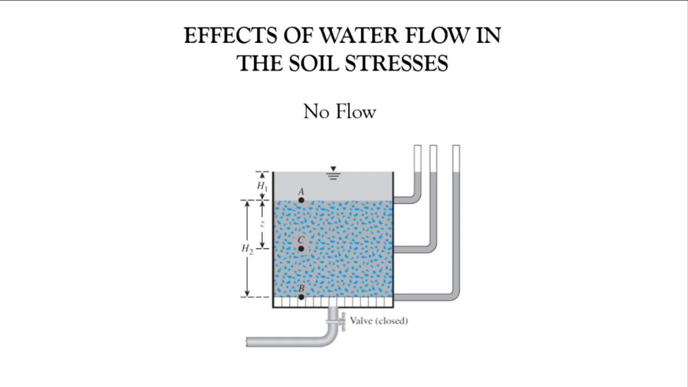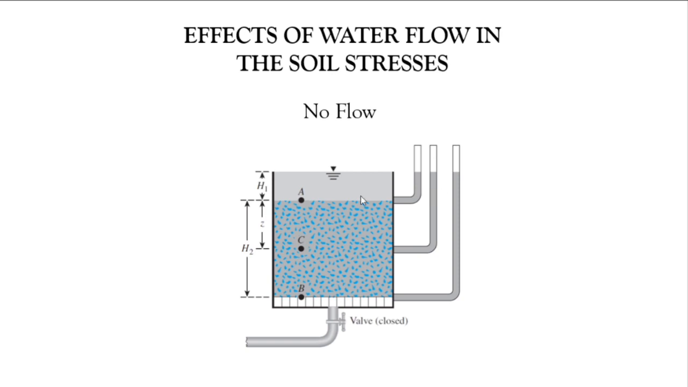Syempre, paano mo ma-compare kung nag-increase ba or nag-decrease yung mga stresses due to the different types of flow. So, dito sa no flow, sarado yung valve, so walang nangyayaring flow ng tubig. Pag naglagay tayo ng piezometer dito sa points A, C, and B, para lang ma-identify natin yung pore water pressure, pare-parehas siya ng level kapag no flow.